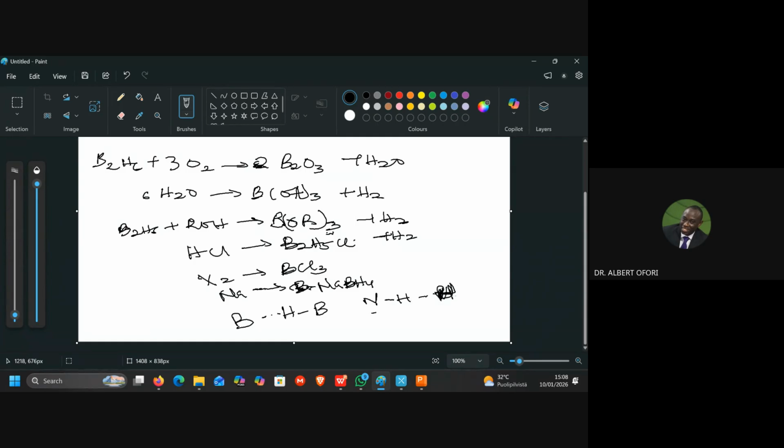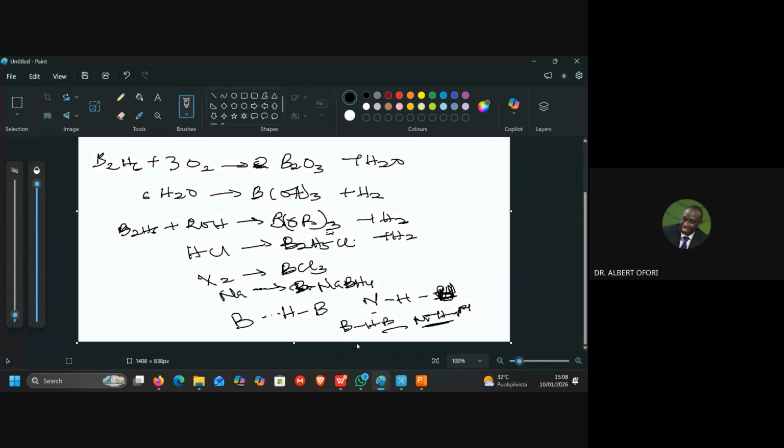This is N. Explain why the BHB bond is not the same as NHN bonds. So try to help me understand that, and later, maybe we will never know, so try to help me understand that as well. Okay, so that's the boranes.